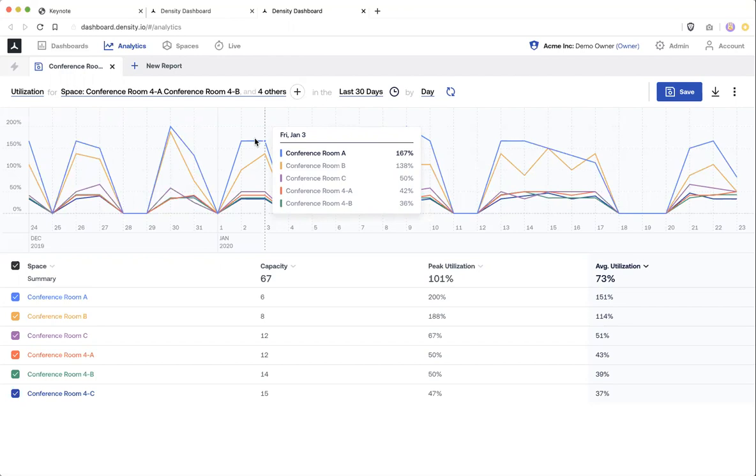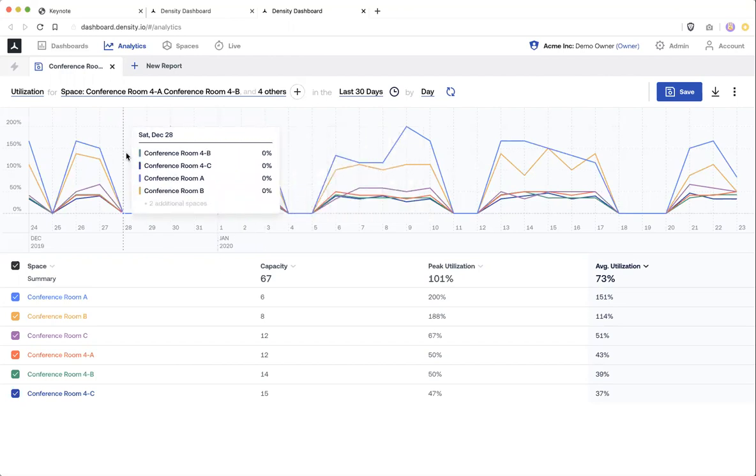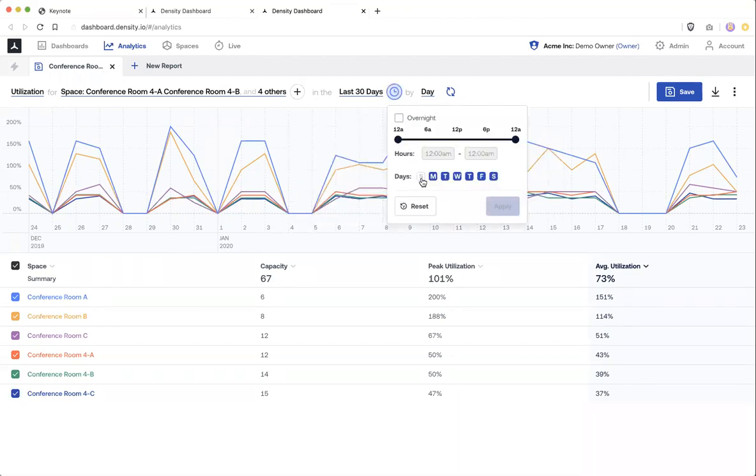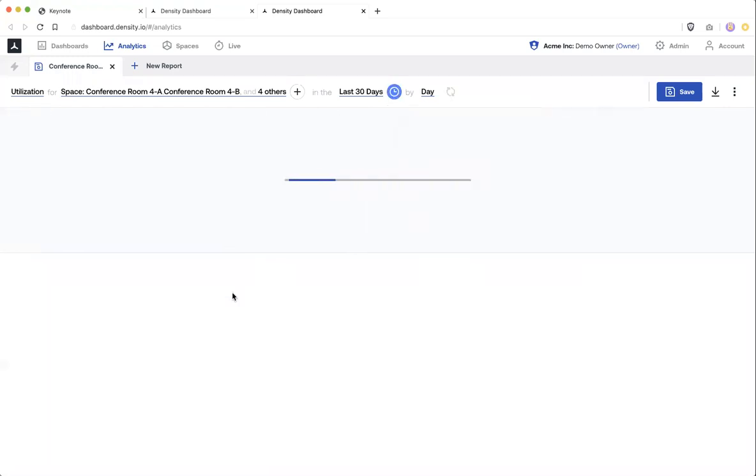I'm just going to tweak a couple of the features here to show how powerful this view is and how that instant feedback loop and interactivity is really key. So you see these dips, that stands out to me really quickly. Saturday and Sunday, of course, no one's in the office. So I'm going to filter those days out. I just hit apply, and now we just see weekdays.